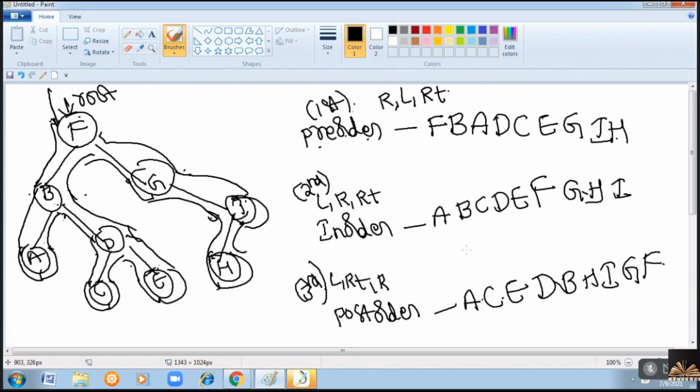Is it clear, ma'am? Or else, if you are not comfortable with first visit, second visit, and third visit, for pre-order you can first visit the root. So first is what? Root. So you write root. Now go to the left subtree. This is your left subtree.